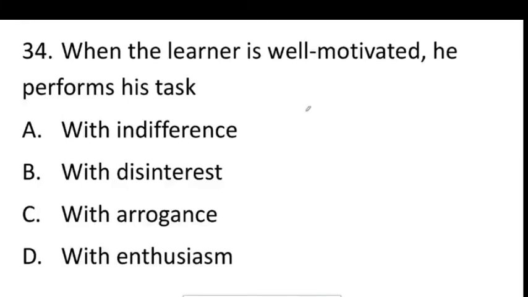Pag well motivated yung student mo, which one do you think is the correct answer? All three other choices here are negative. Okay, so with indifference, walang pakialam. With disinterest, the same meaning as walang pakialam. With arrogance, may pagmamayabang. Okay, so the correct answer would be with enthusiasm. Ganadong-ganado yung student mo to learn because they were well motivated. Okay, so that's letter D, with enthusiasm.